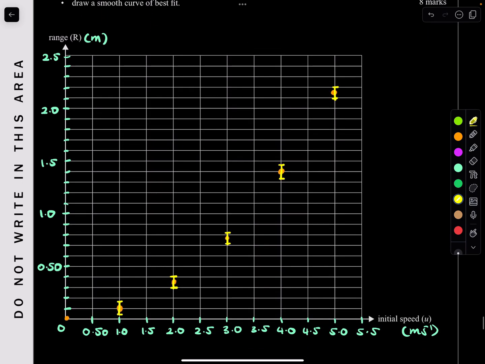Done. And now let's just sketch a nice curve that will pass through all those uncertainty bars. So a nice curve, let's try to do that. Let's use a green graph.